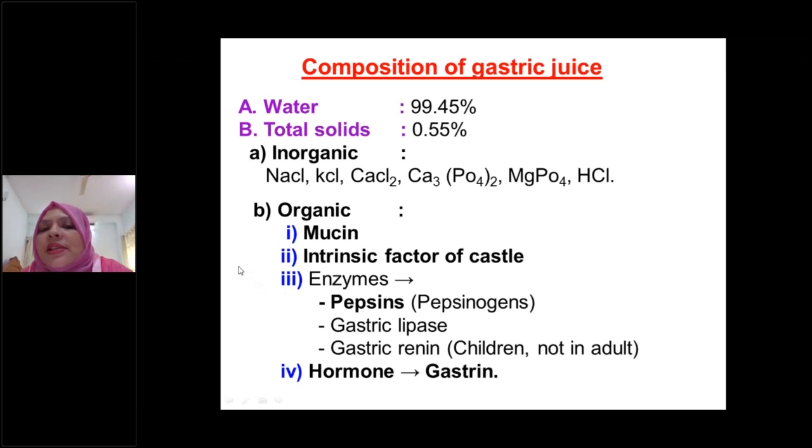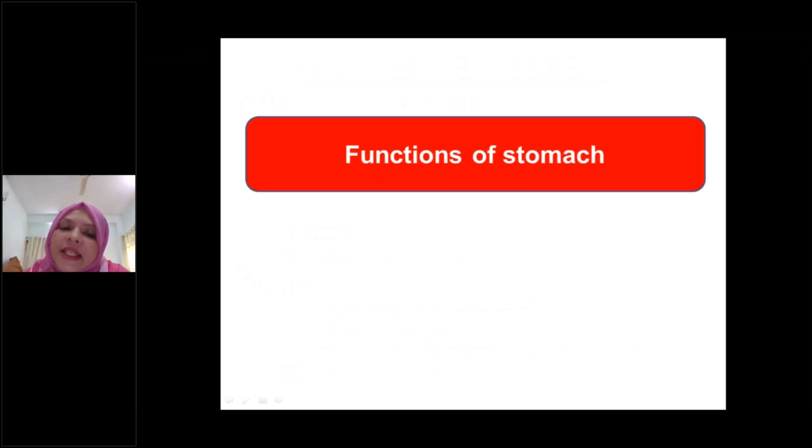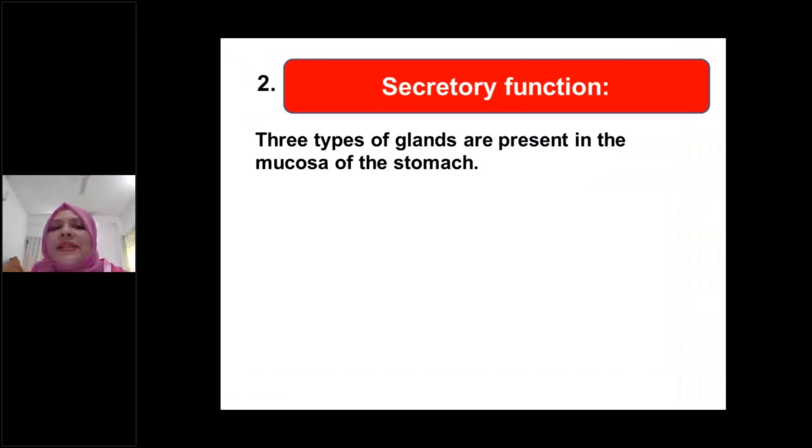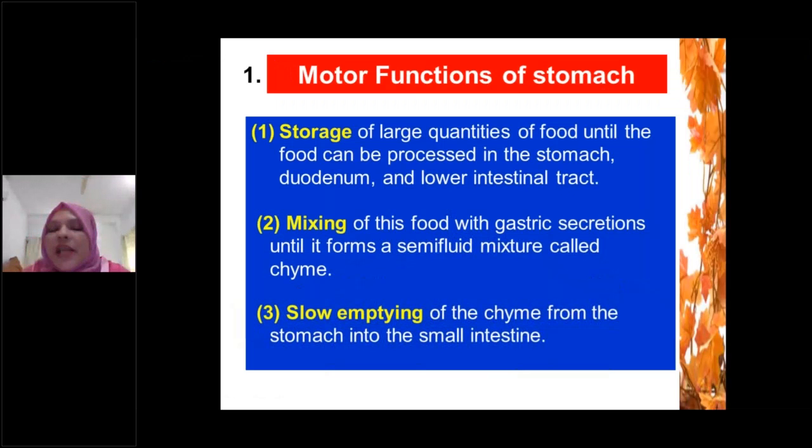Now functions of stomach. If this question comes in the written exam, write down the functions of stomach. You have to write motor functions of stomach and secretory functions of stomach. First, you have to write, if the question comes in written exam, what are the functions of stomach? You have to write down like this way: motor functions of stomach and secretory functions of stomach.